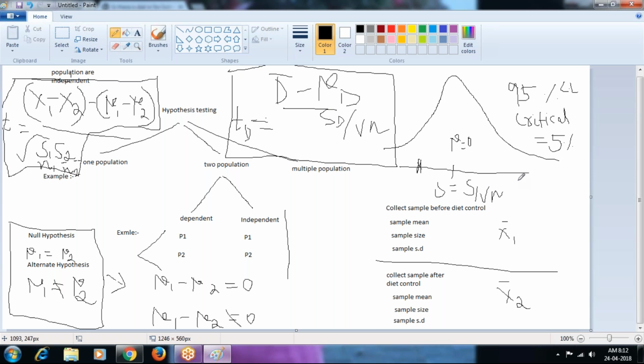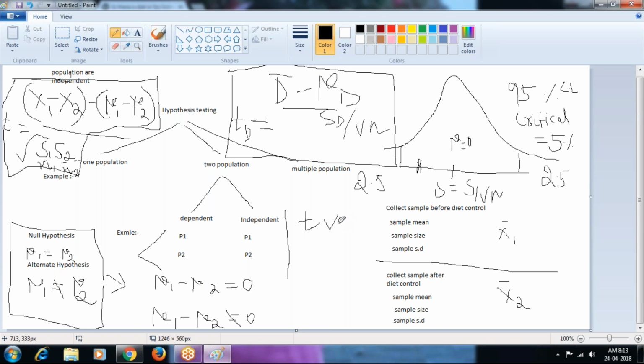Now I have set up a confidence level of 95%. This is a two-sided test, isn't it? It's a two-tail test. So 2.5% from the left and 2.5% from the right, so 97.5% and here 2.5%. So what I can get is the t value.